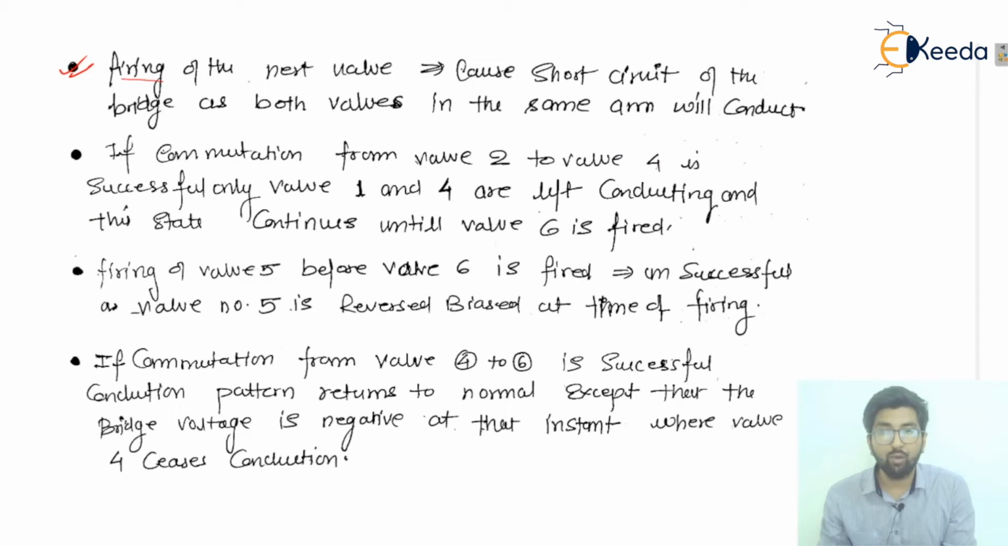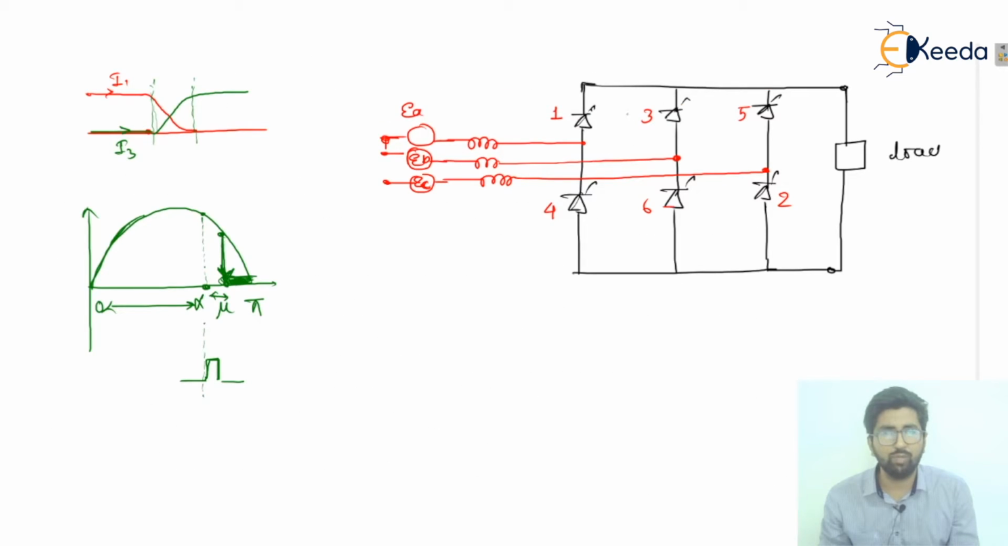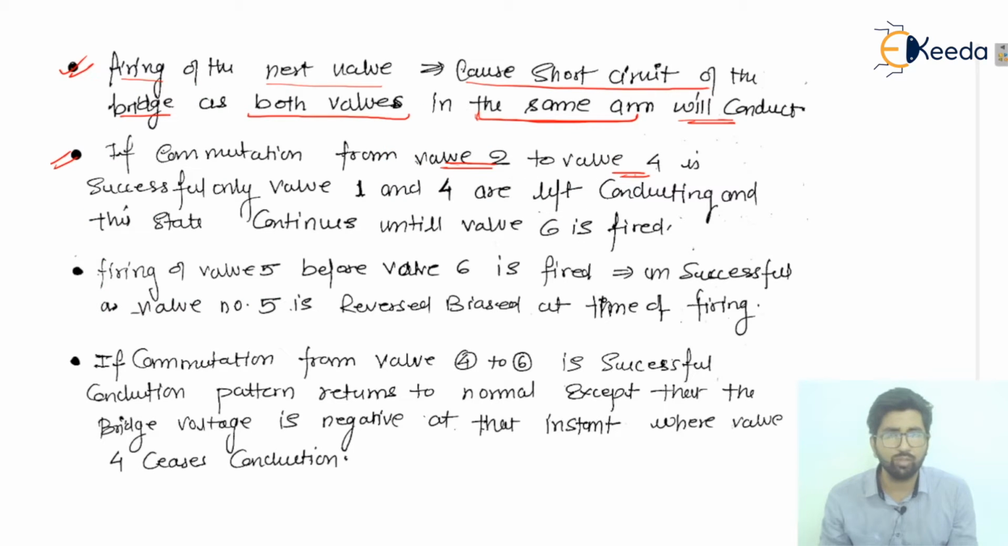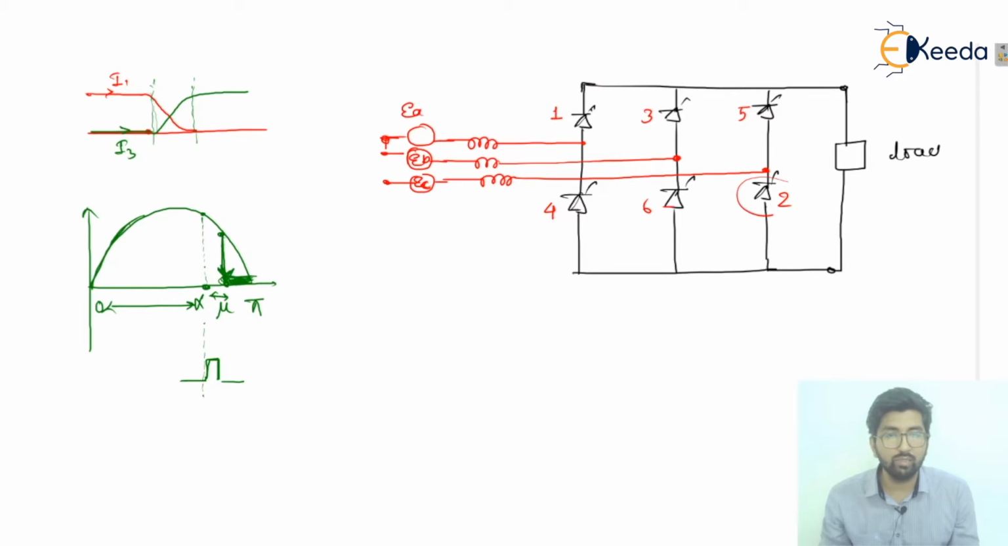So firing of the next valve can cause a short circuit of the bridge, as both valve number 1 and valve number 3 are conducting on the same arm. Now consider the commutation from valve number 2, here I have taken the example, to valve number 4. As I was discussing about 1 and 3, here I have written valve number 2 and valve number 4. You can take any example from the same upper portion. So valve number 2 to valve number 4.